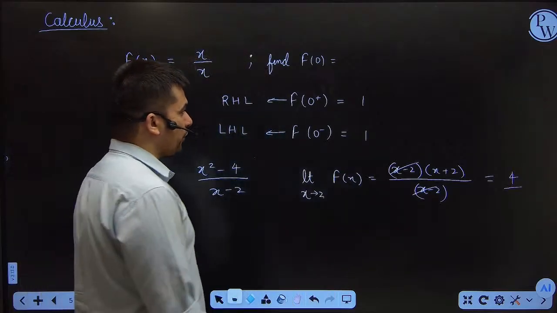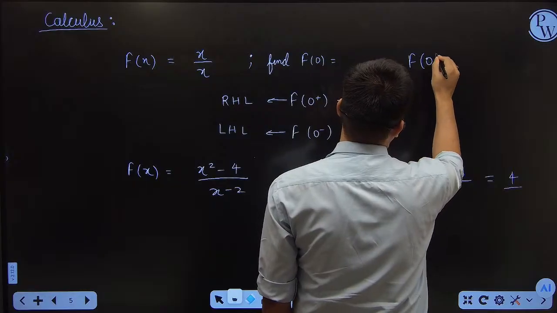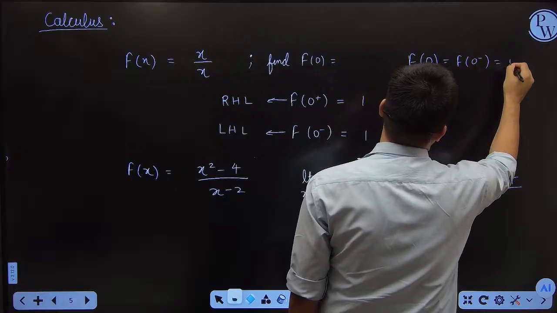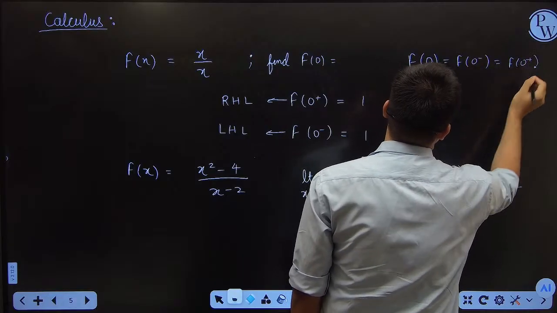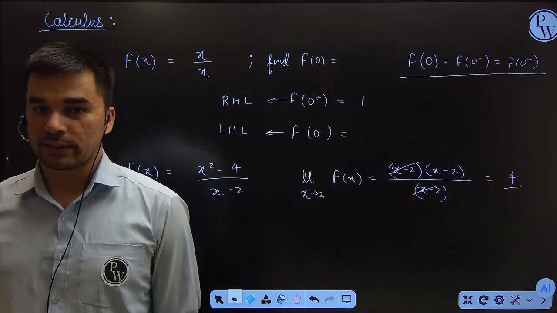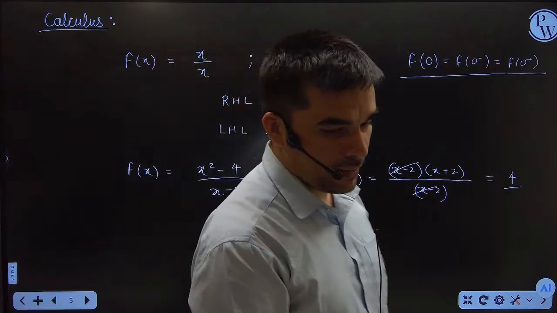In short, what we can say here is, as per this example, f(0) should be equal to what? f(0 minus) should be equal to f(0 plus). Only if this condition gets satisfied will we say that this function is continuous at x is equal to 0.